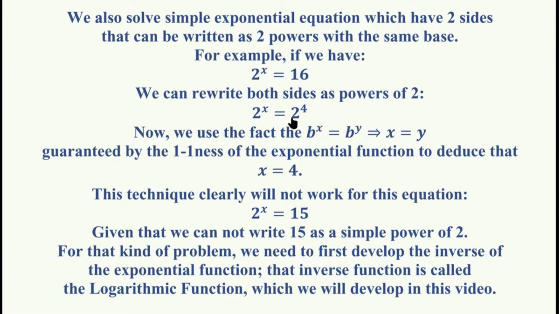We also learned to solve some simple equations like this one, where it's possible to take both sides and write them as powers with the same base, because when we can do that, then we can use the fact that the exponential function is a one-to-one function, which implies whenever the outputs are the same, the inputs must have been the same. So we use this fact to conclude that this is going to imply this, because if two powers are the same and their bases are the same, then the exponents must be the same. So this was very helpful for these simple types of exponential equations.